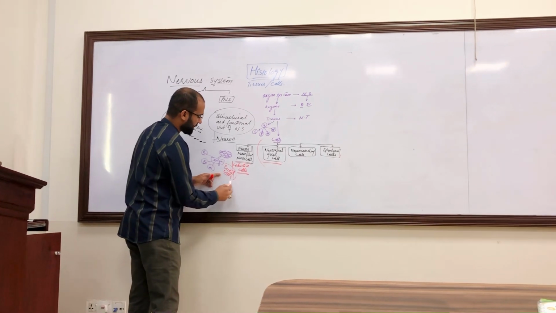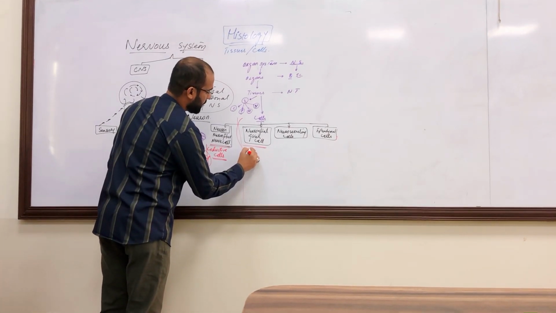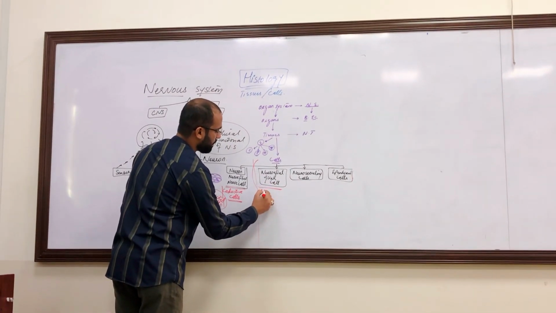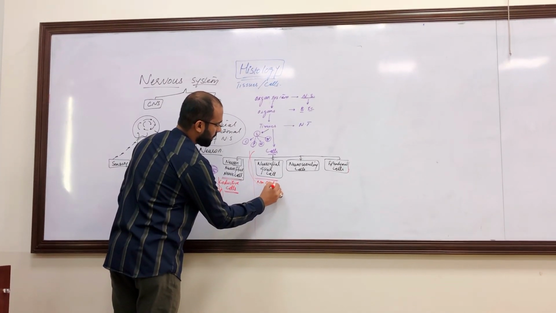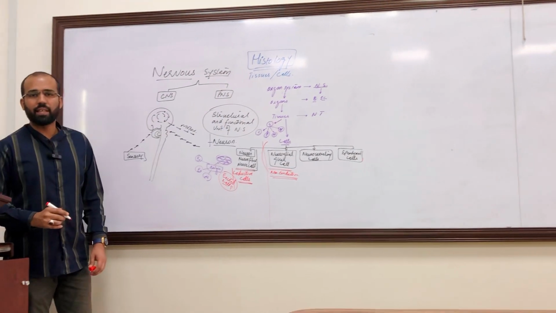Okay, these are the excited cells. The others are unexcited, or we can say the non-conductive cells. They don't conduct any nerve impulse.